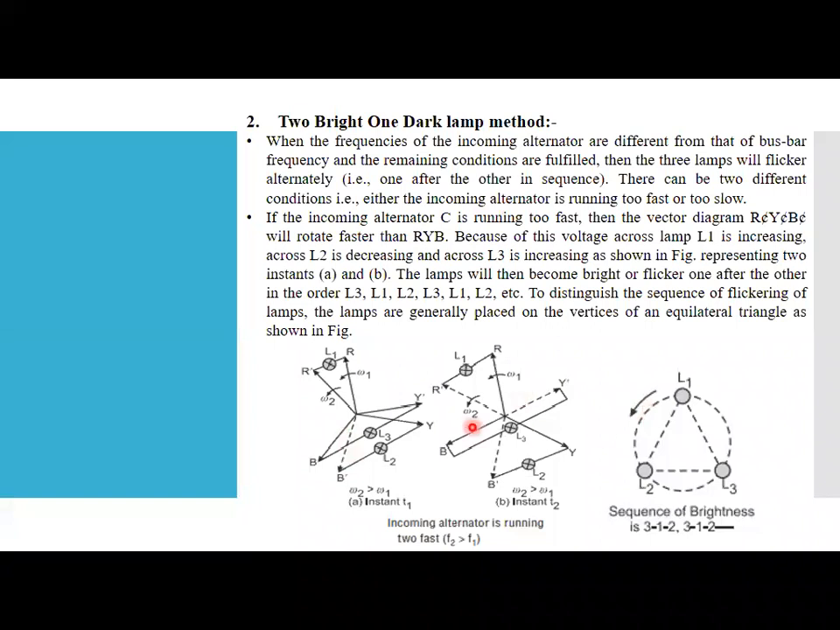So here we have two cases: omega 2 greater than omega 1, and omega 2 less than omega 1. Let's see that. If the incoming alternator speed is too fast, very high, then the frequency is higher. So my F2 is higher than F1. So my omega 2, the speed of the incoming alternator, is greater than omega 1, the speed of alternator A, which is already connected.